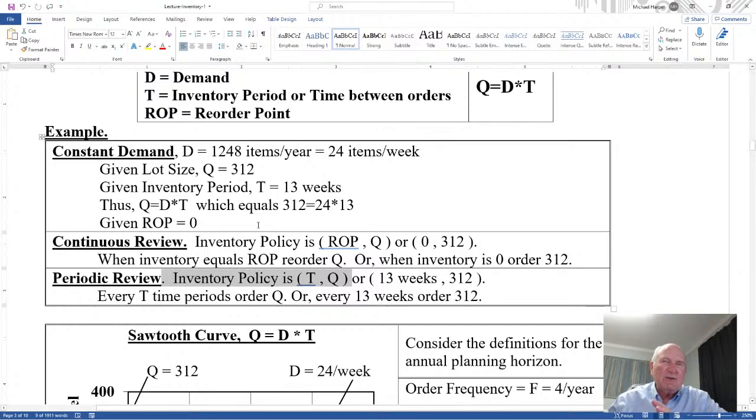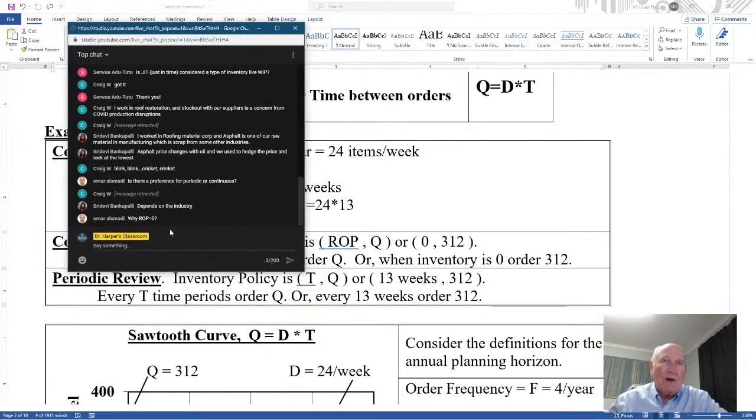Because ROP is 0, I'm starting with that. Unrealistic? Well, it's not unrealistic. Why is ROP 0? Zero is a perfectly reasonable ROP. You order it, and when would ROP be 0 and you would get it immediately? When you have a digital supply chain.